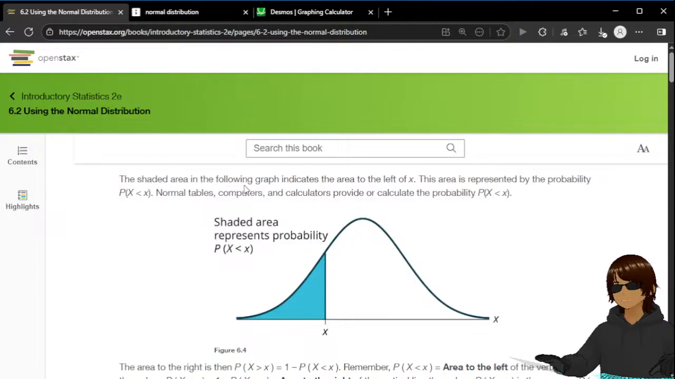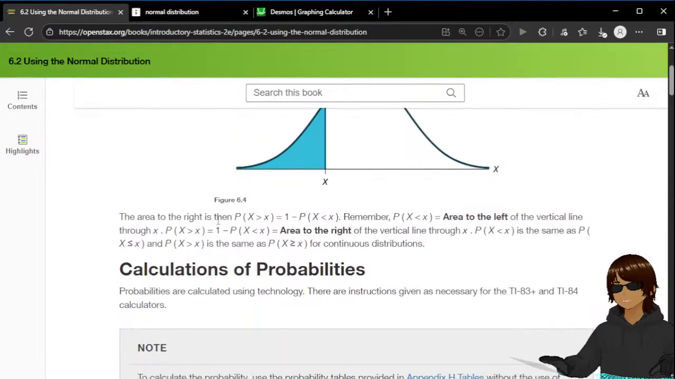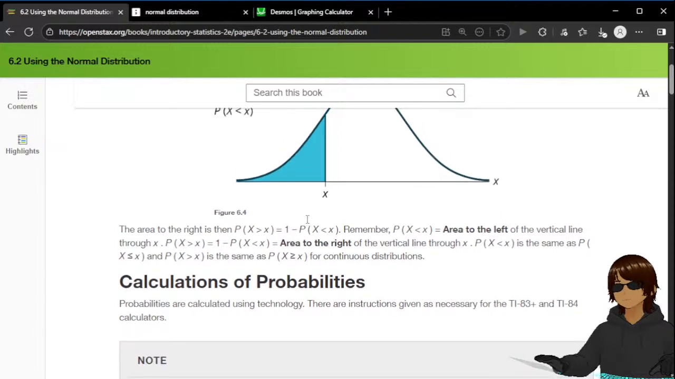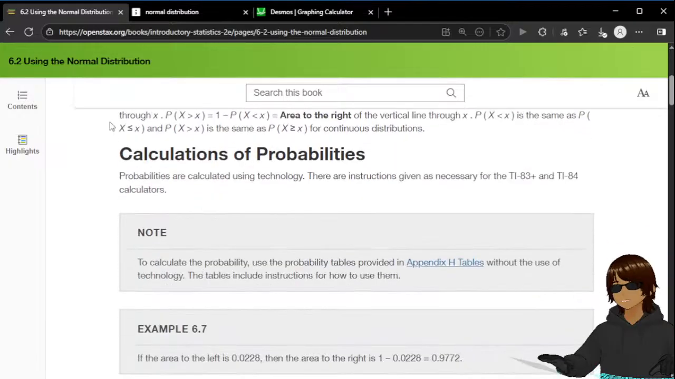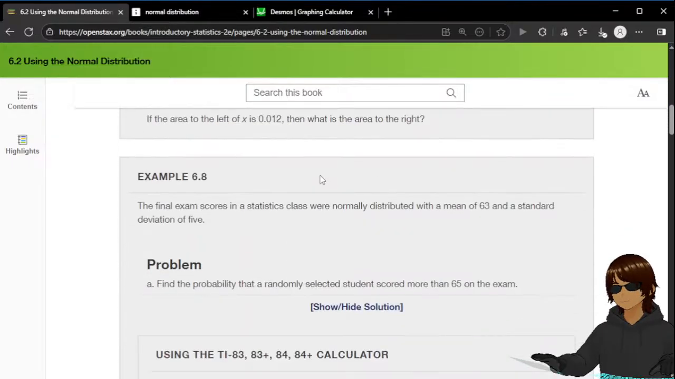The shaded area in the following graph indicates the area to the left of x. This area is represented by the probability P(X less than x). The area to the right is then P(X greater than x) equals 1 minus P(X less than x). Remember, P(X less than x) is the area to the left of the vertical line through x. Probabilities are calculated using technology. There are instructions given as necessary for the calculators.